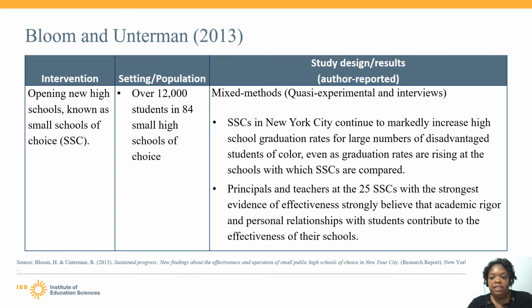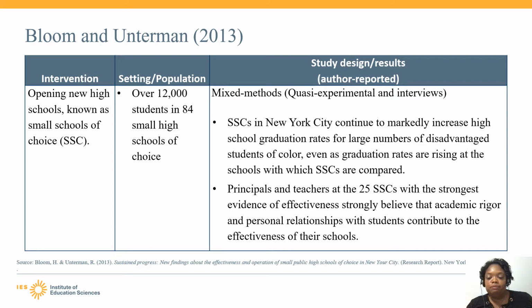Bloom and Unterman examined the effects of opening new high schools known as small schools of choice. This research study is actually part 3 of a 3-part series with a third cohort of students being added to the study. There were over 12,000 students in 84 small high schools of choice. This study showed that small schools of choice in New York City continue to increase high school graduation rates for large numbers of disadvantaged students of color, even as graduation rates are rising at the schools to which the small schools were compared.